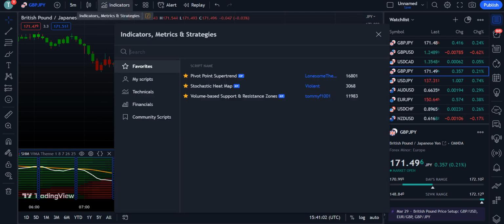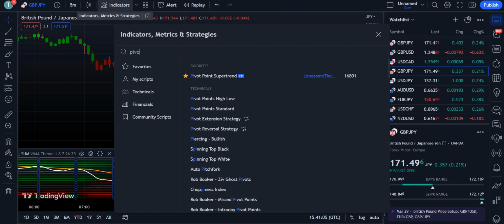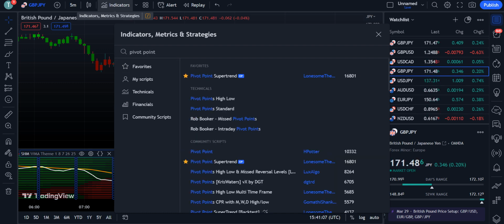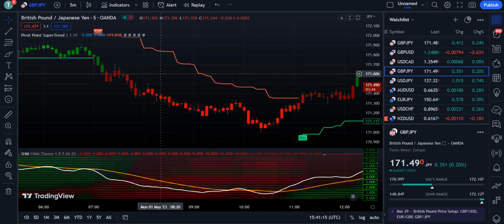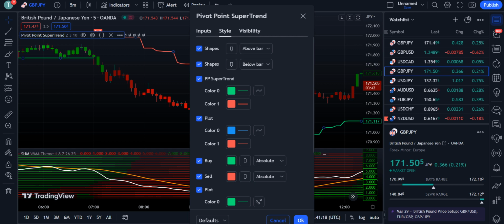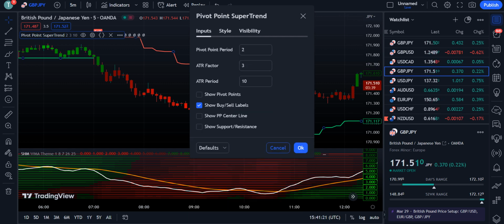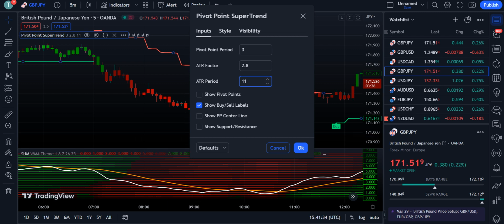Now we are going to add another indicator, and that is Pivot Point Super Trend by Lonesome. Simply click on it to add it on your chart. Now you are going to make a few changes to the settings in the inputs tab. Pivot point period you have to change from 2 to 3, ATR factor from 3 to 2.8, and ATR period from 10 to 8. Here we also have the option to show support and resistance, but we are not going to use it here.